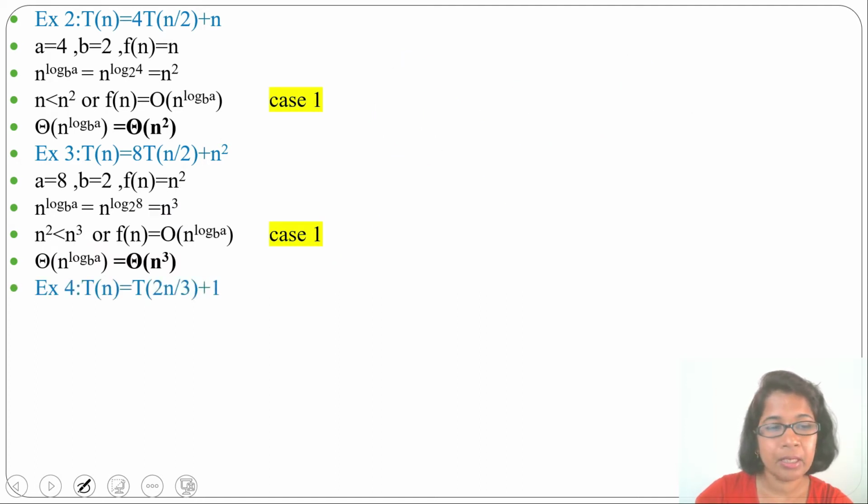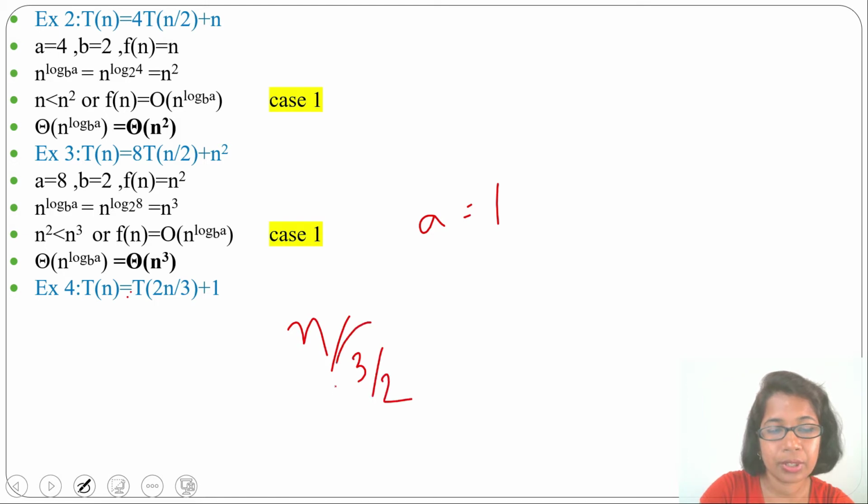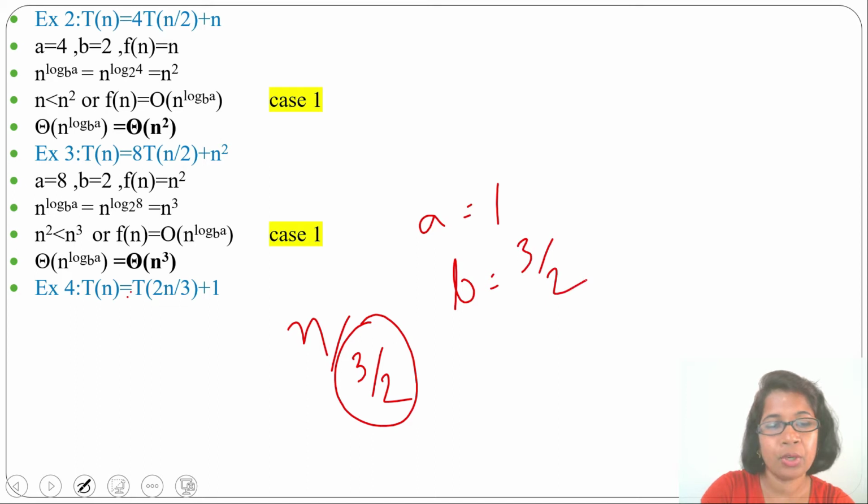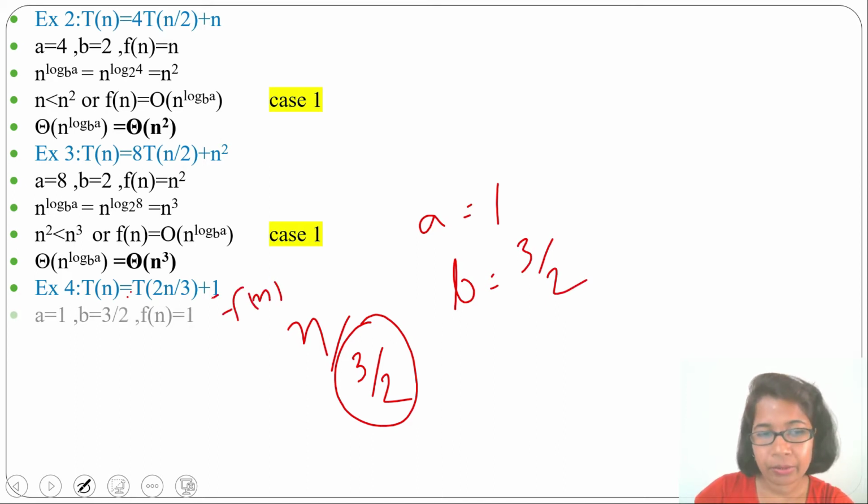Next example, T(n) = T(2n/3) + 1. So here what is a? Nothing is given, so a will be 1. And what is b? b will be n divided by 2n/3, so b will be 3/2 and the function will be 1. So we found a equals 1, b equals 3/2 and the function equals 1.